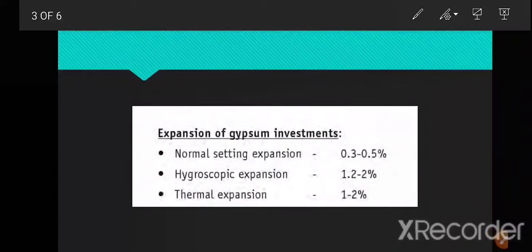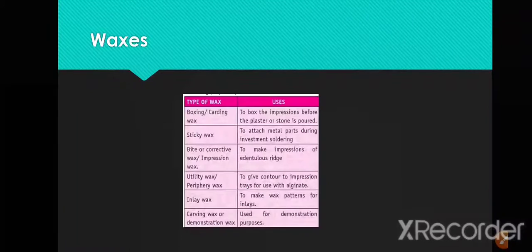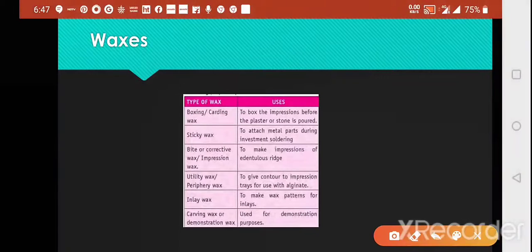So guys, now I'll be discussing some of the important short points related to metallurgy. First I come to boxing wax. There are many questions that are asked. Why is this boxing wax used? Why is the carding wax used? What is another name of boxing wax?